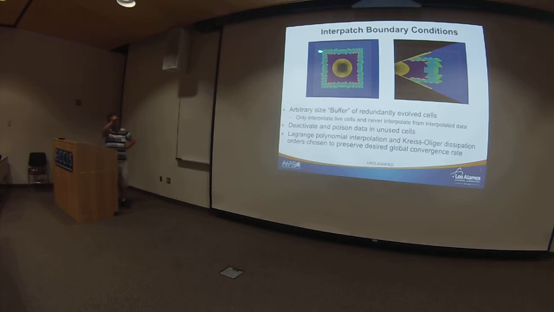And then these various other colors are all zones that are going to receive data, and blue is just a normally updated live zone. So what we had to do for this to get it to work is we had to implement a buffer region of redundantly evolved cells on both patches so that you never interpolate data that was interpolated from elsewhere, and that can keep your nice convergent properties. And I should note that these buffers are arbitrary in size. It's just a compile time parameter, so you can extend this to whatever order method you want.